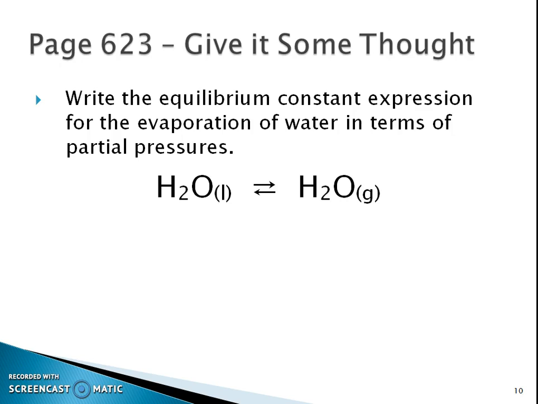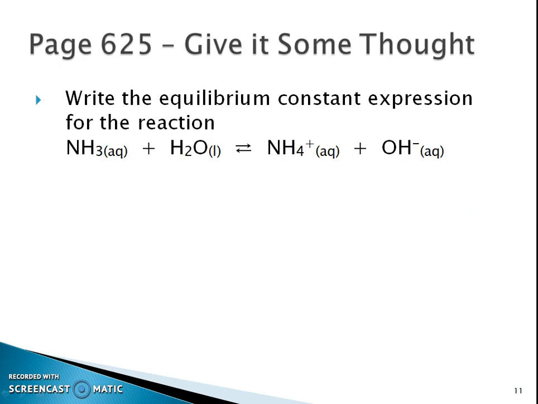First, you need the actual equation. If you did not have this equation, you're not going to know that the K for the pressure is going to be the pressure of that H2O gas. So the H2O liquid is not part of it. Now, if you had it the other way for whatever reason, if you had the H2O gas going to the H2O liquid, then it would be 1 over the H2O gas, and that would not be right because we're talking about the evaporation. Again, give it some thought. See if you can come up with the correct equilibrium expression for this.